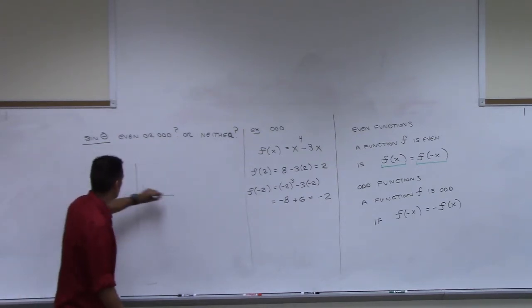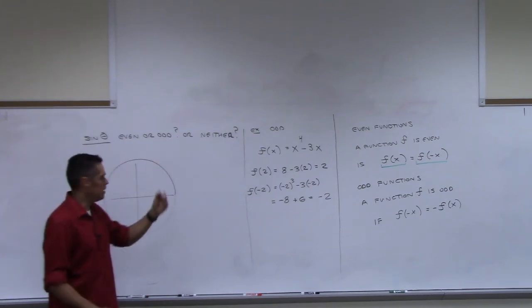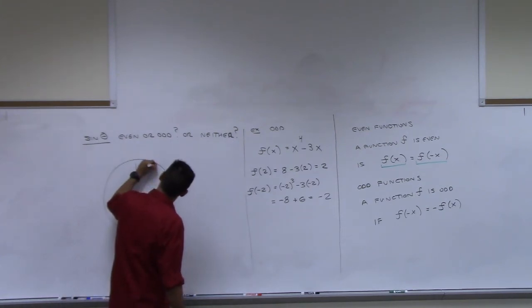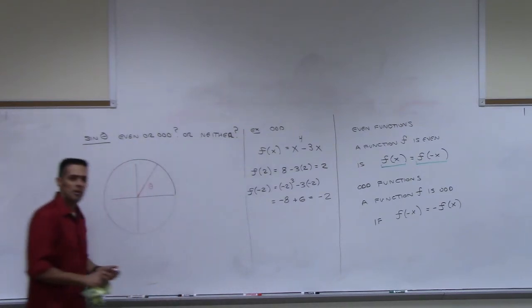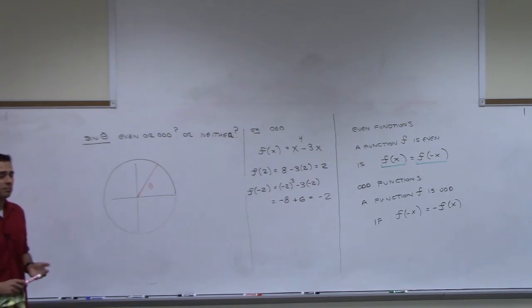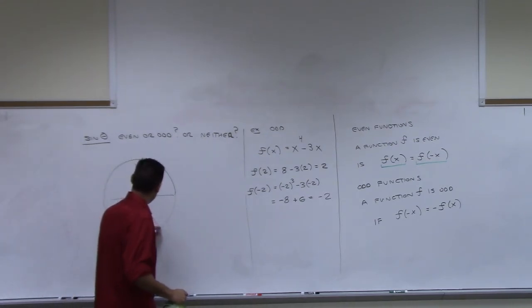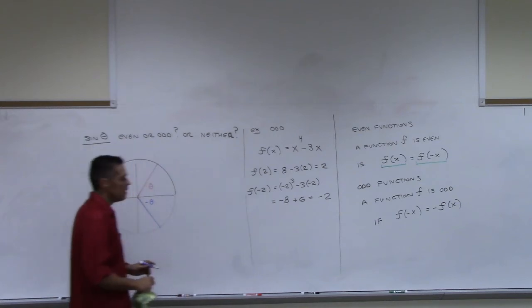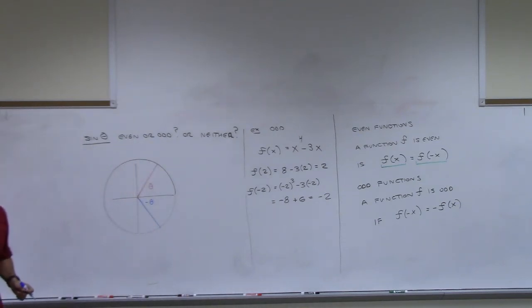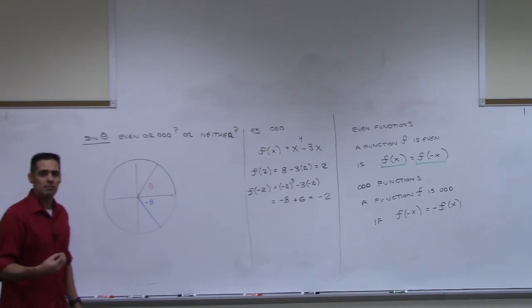And let's go back to the unit circle. Let me draw an angle in here. That's theta. I'm going to plug theta in, and I'm going to get an answer. Where's negative theta? Down, right? This would be negative theta. Am I going to get the same answer when I plug in theta and negative theta into the sine function? Does it produce the same answer?